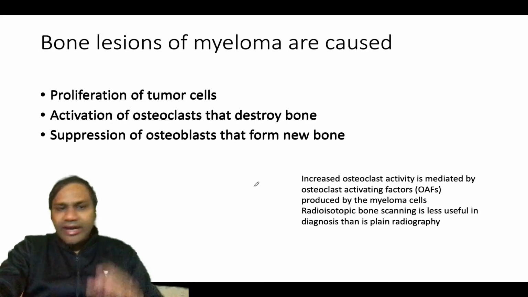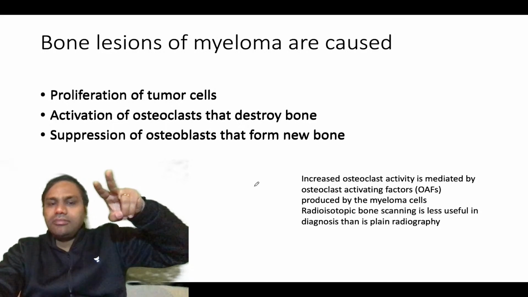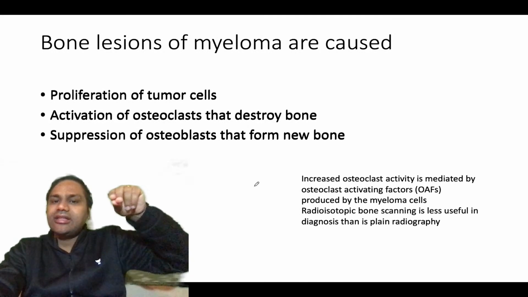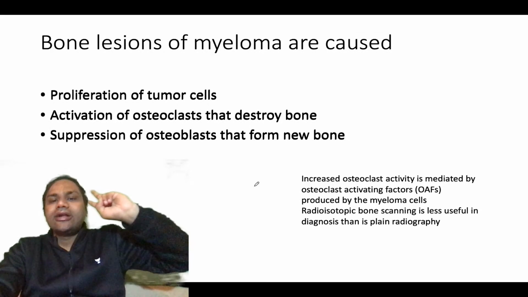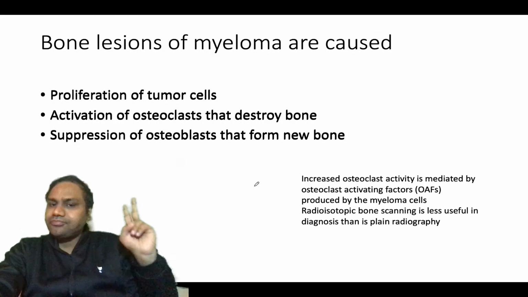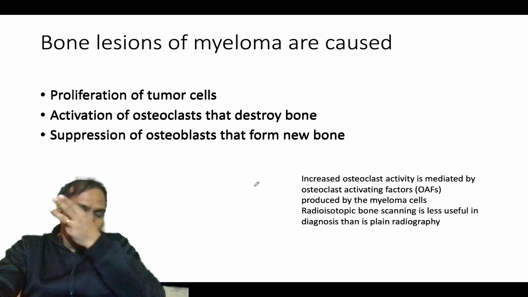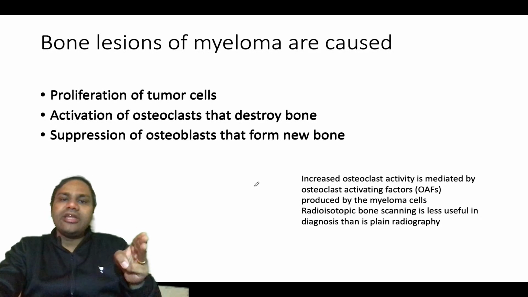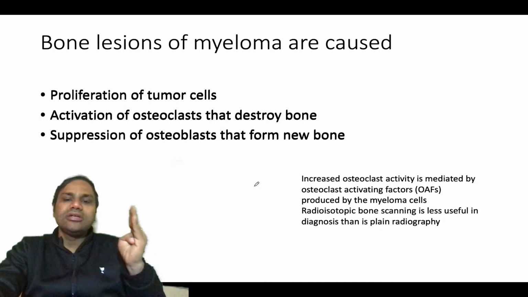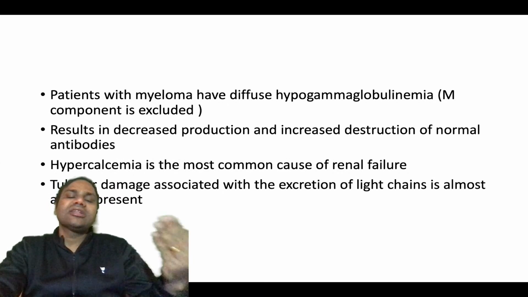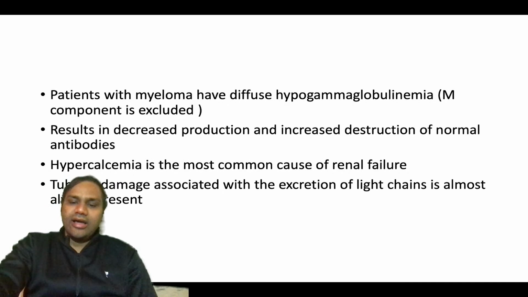So CRAB: hypercalcemia, renal dysfunction, which is represented by creatinine greater than 2 mg per deciliter or clearance less than 40 milliliter per minute. Then you have anemia, hemoglobin less than 10 gram per deciliter. Then you have bone lesions, greater than 1 lesion on CT scan or MRI. It's mainly CT scan.